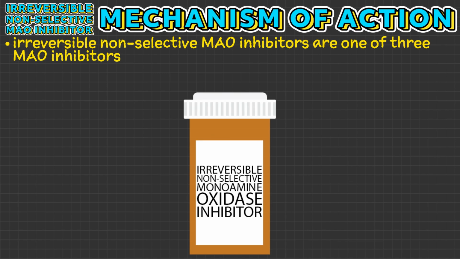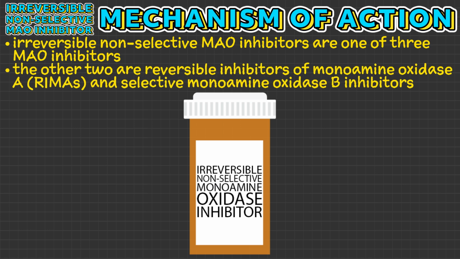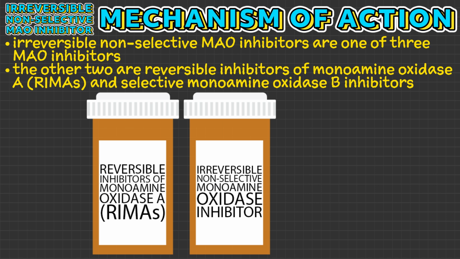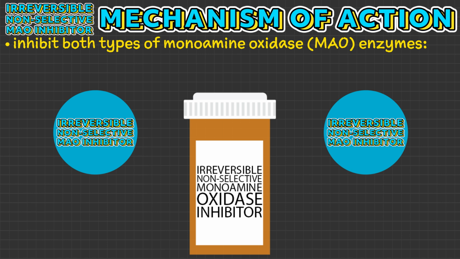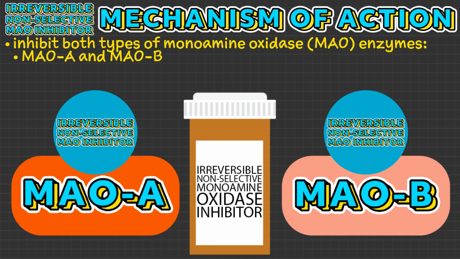Irreversible non-selective monoamine oxidase, or MAO inhibitors, are one of 3 MAO inhibitors available. The other 2 are reversible inhibitors of monoamine oxidase A, known as RIMAs, and selective monoamine oxidase B inhibitors. If you want to learn more about these other 2 MAO inhibitors, click the link on screen or in the description below. Irreversible non-selective MAO inhibitors inhibit both types of monoamine oxidase, or MAO enzymes, MAO-A and MAO-B.